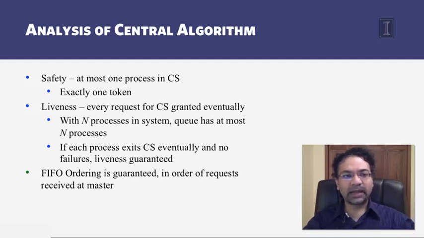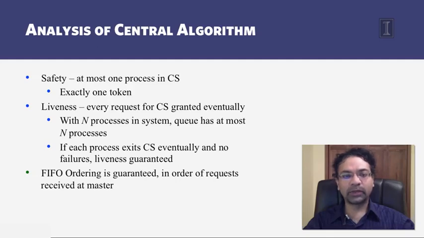So let's analyze this algorithm. Why does this algorithm guarantee safety? It guarantees safety because there is exactly one token, and only access to the token gets you access to the critical section. Why does it guarantee liveness? Liveness is guaranteed if every request is granted eventually. This is guaranteed because there are at most n processes in the system, and so if your request is queued at the master, there are going to be at most n-1 requests ahead of you.